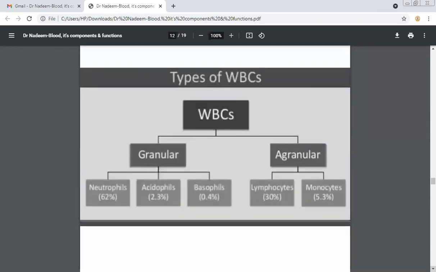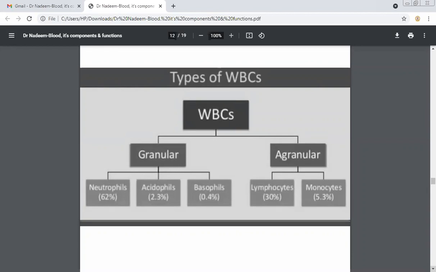Very important: what are the types of white blood cells? These are first differentiated into granular, which are granule producing, while the other one is agranular. In case of granule producing WBCs, they are neutrophils, acidophils, and basophils. While in case of agranular, they are divided into two parts: the lymphocytes and monocytes.